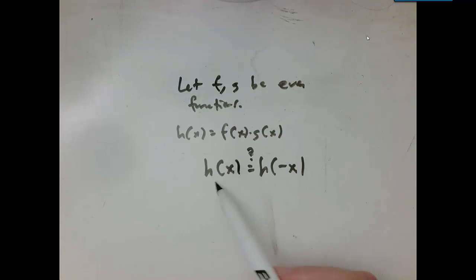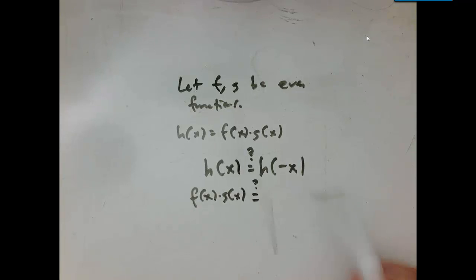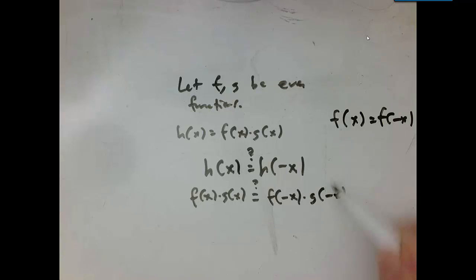So let's go ahead and substitute what h of x actually equals. On the left-hand side, we've got f times g. And then on the right-hand side, let's evaluate h at the opposite of x. So again, just plugging in negative x to the h function, that would give us f of opposite x times g of opposite x. Are these two sides the same? Well, we don't know a whole lot about f and g, except that they're both even functions. So remember, since f is even, that means f of x equals f of the opposite of x. And because g is even, g of x equals g of the opposite of x.